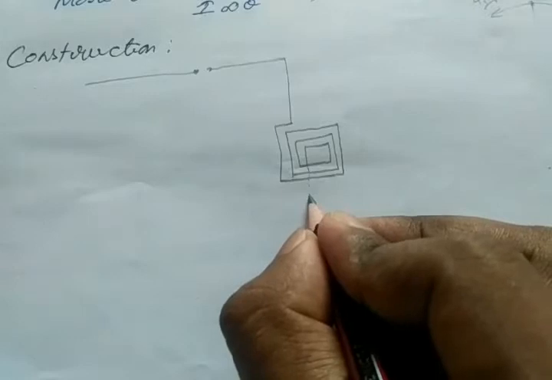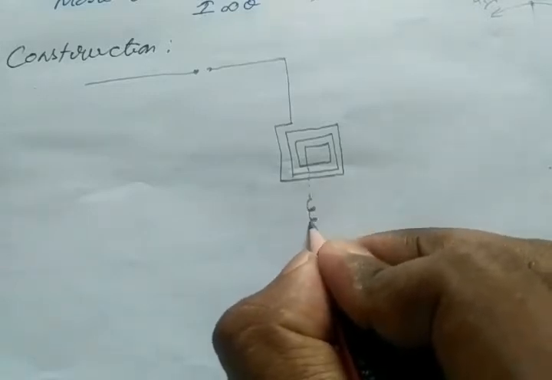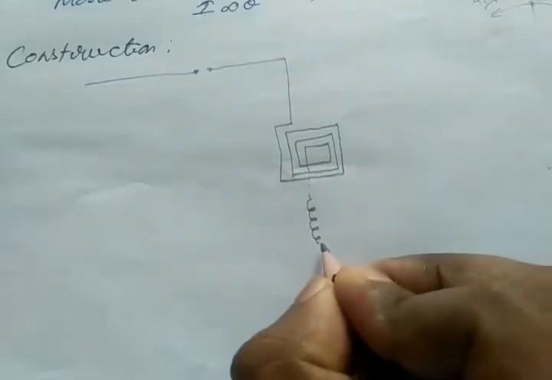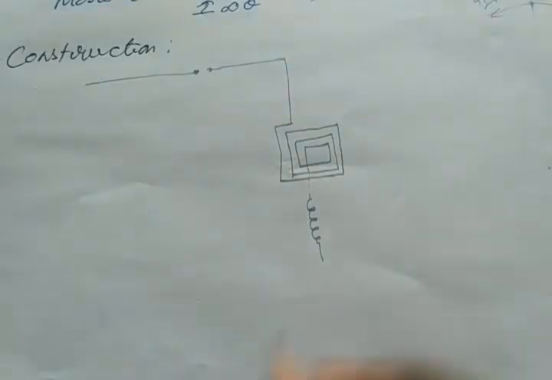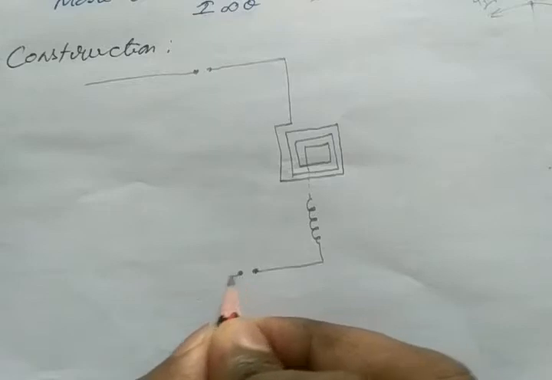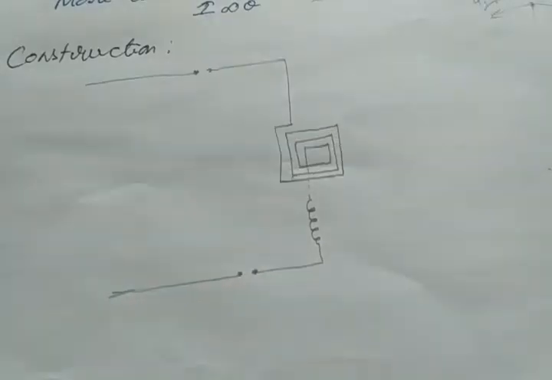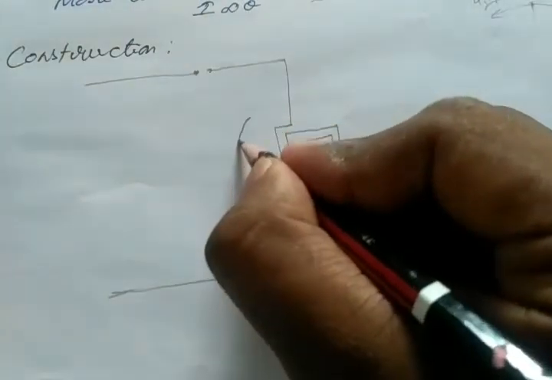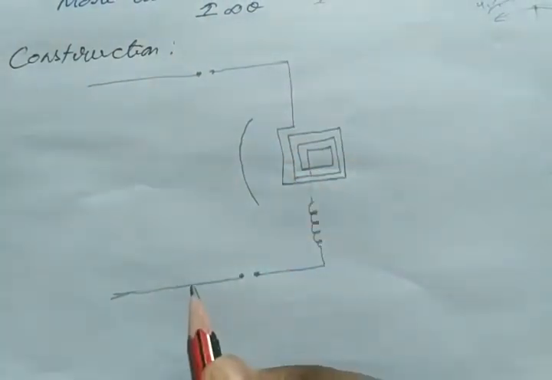This coil is connected with a spring and it ends here. So here we have two radial magnets, the magnet which is in the shape of a cylinder.